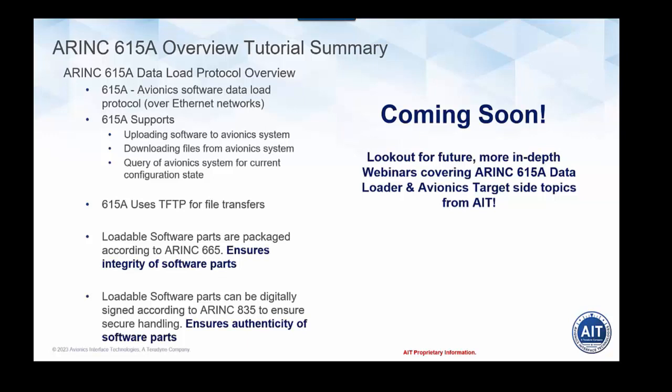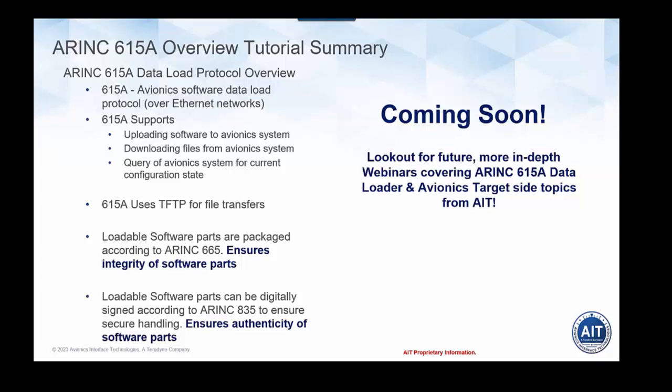The summary here. We talked about the 615A data load protocol today. It defines data loads over an Ethernet LAN network using IP and UDP. 615A supports uploading, so moving software from the data loader and updating it into the avionics system. It also supports downloading, so pulling the data from the avionics system down to the data loader. And then also an information operation, where you can query the avionics system to extract and show to the operator of the data loader what the current configuration state of the system is.